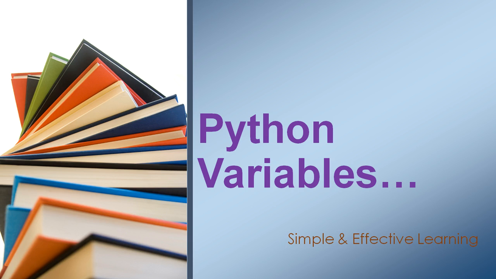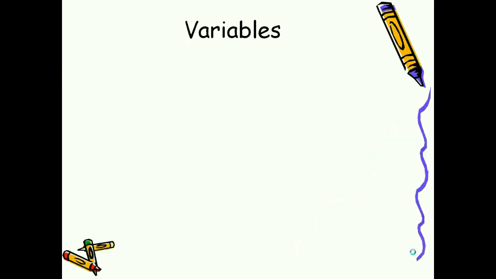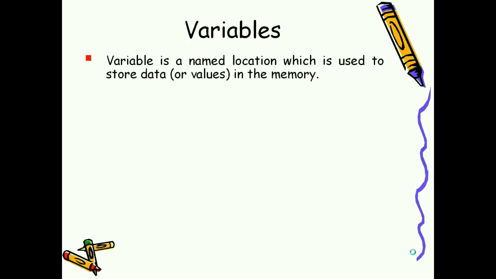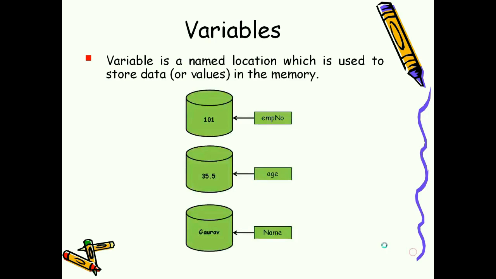In this video tutorial, we will talk about variables in Python. So what is a variable? A variable is a named location which is used to store data or values in the memory. But when we talk about programming languages, a variable is a container for some values.